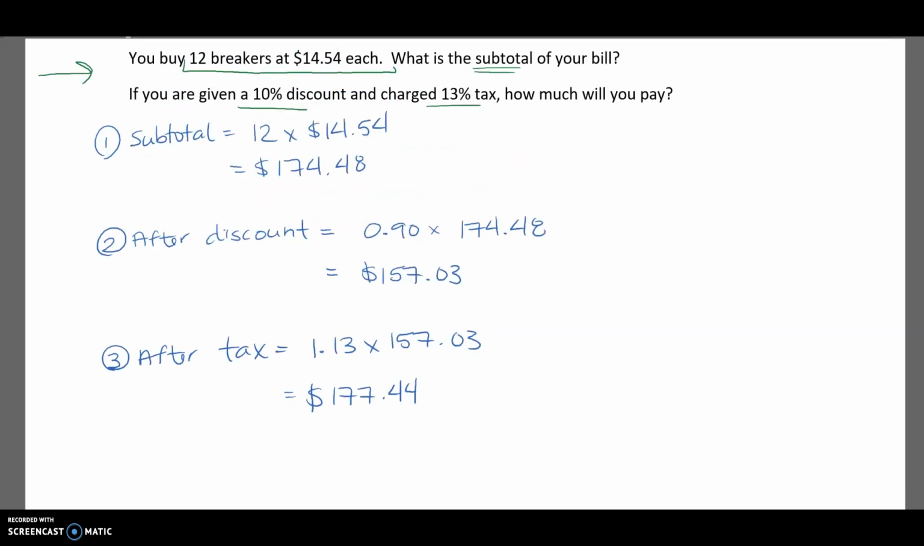After working through the steps to figure out a subtotal of $174.48, you can apply your discount and should have found that after the discount you're paying $157.03, and then finally, after adding the tax, your bill will be $177.44.